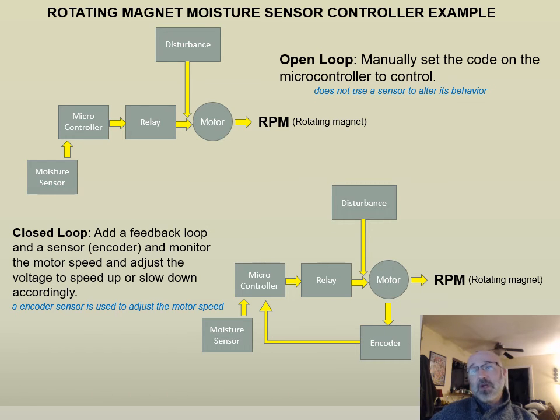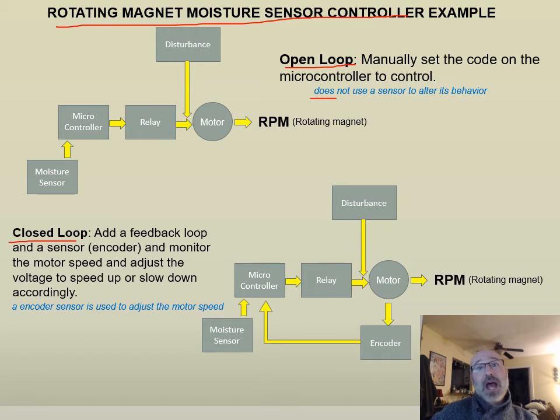So next thing I want to do is look at this in a little bit more detail for our rotating magnet moisture sensor controller. We're going to take a look at this as an open loop system and a closed loop system. If we're talking about an open loop system, we're going to be manually setting the code on our microcontroller in order to control the speed and to control when the motor kicks on and off. So how do we do that?